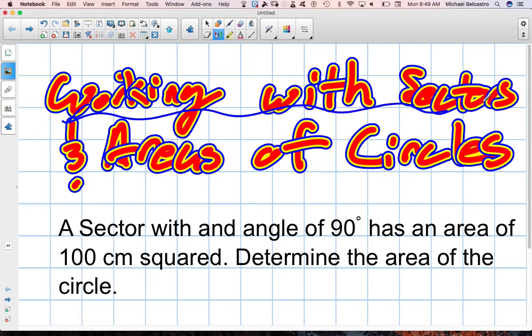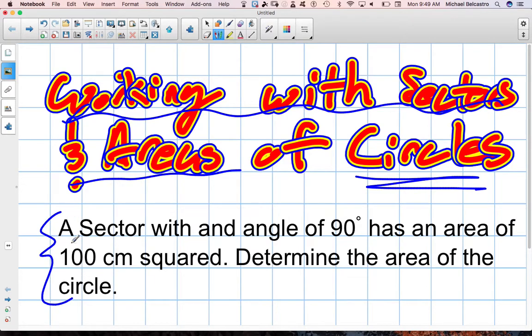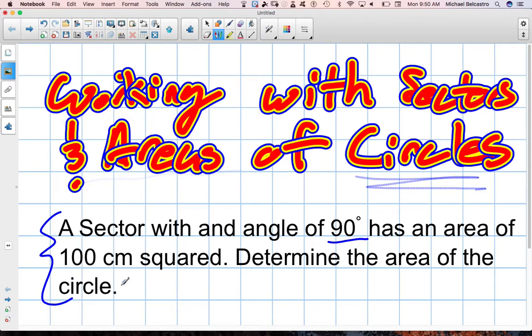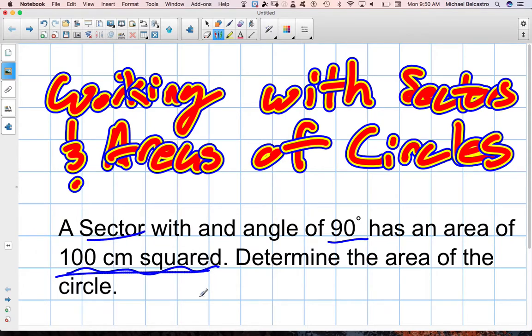We're going to be working with sectors and areas of circles here. So we have our question, so we'll read it and pull out important information. A sector of a circle with an angle of 90 degrees has an area of 100 centimeters squared. So that means that sector has the area of 100 centimeters squared. Determine the area of the circle, in other words, the larger circle.